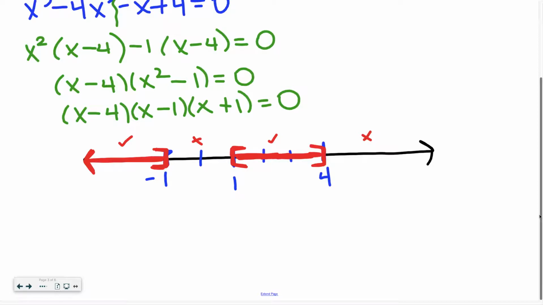Doesn't it kind of look like interval notation? It's just on the actual number line. Now if I want interval notation, it's really easy to take this and write our answer in interval notation. This interval that worked goes from negative infinity to negative 1, and then this interval goes from 1 to 4.